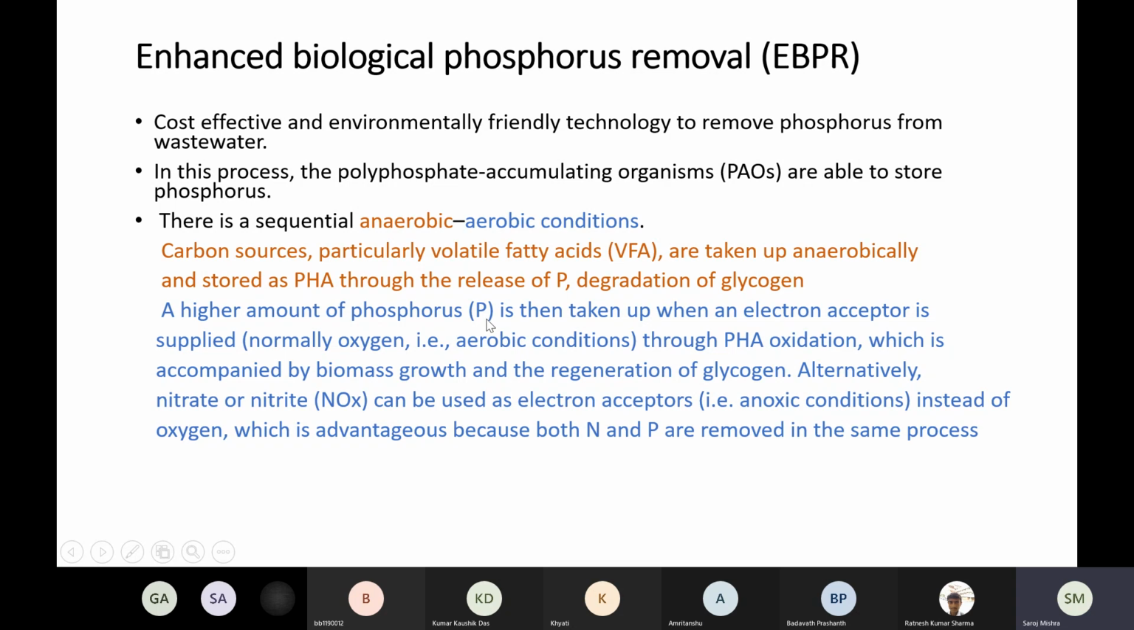First of all, phosphorus is taken up inside the biomass through PHA oxidation, accompanied by biomass growth and regeneration of glycogen. In the first stage there was degradation of glycogen; in this stage there is again accumulation of glycogen. Now instead of oxygen, other electron acceptors such as nitrates or nitrites can also be used, and these are called anoxic conditions. Instead of oxygen, other electron acceptors can be introduced, except that the stage is then called the anoxic stage, not aerobic.